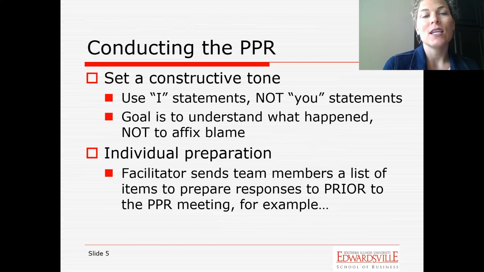All right. So again, you can see that second bullet point under that first main point is the goal is to understand what happened, not to blame people. Right. So we're really just trying to identify solutions, moving forward.